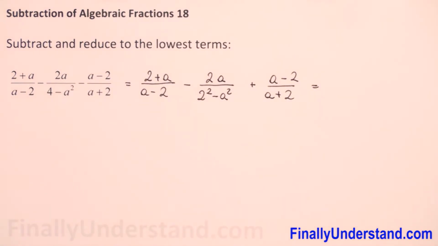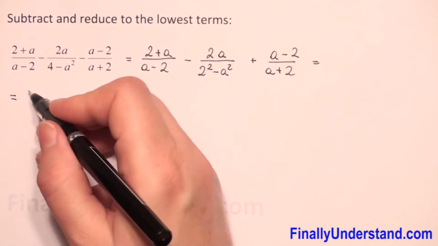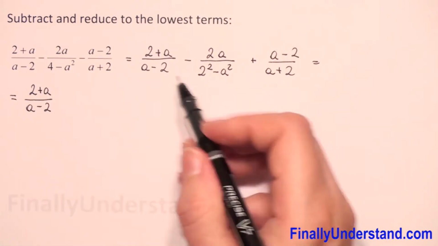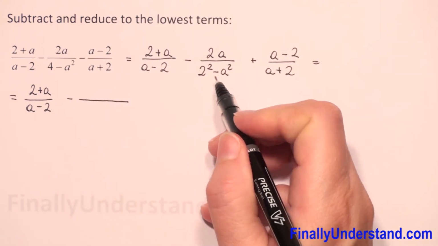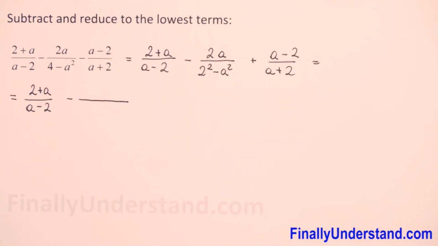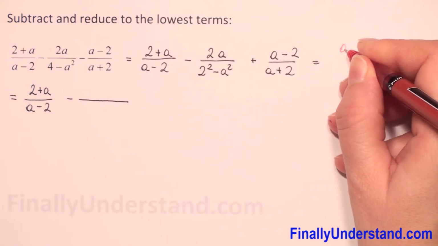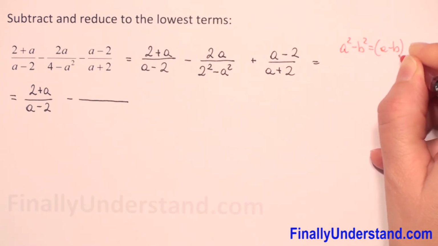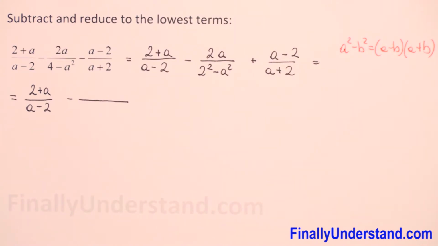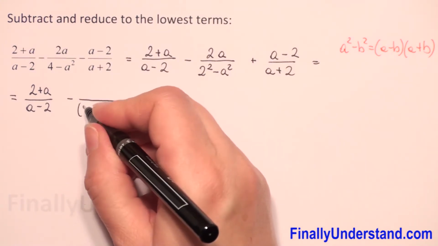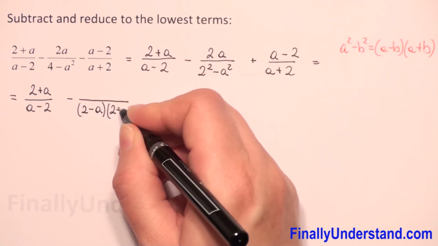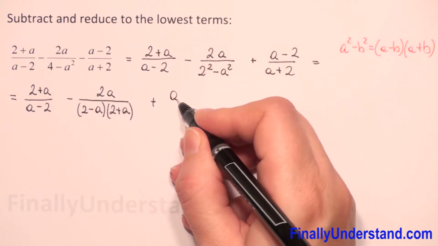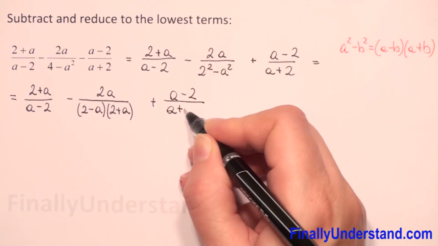So now let's rewrite this again. The first fraction, 2 plus a over a minus 2, we will copy. And for the second denominator we can use the difference of two perfect squares formula. When we have a squared minus b squared, this is a minus b times a plus b. So we will have 2 minus a times 2 plus a, and the numerator we have to copy, plus a minus 2 over a plus 2.